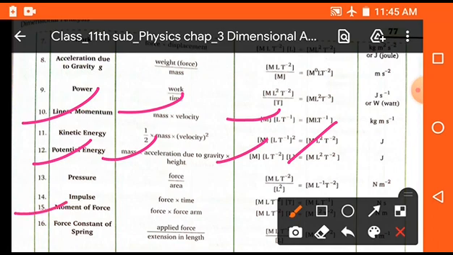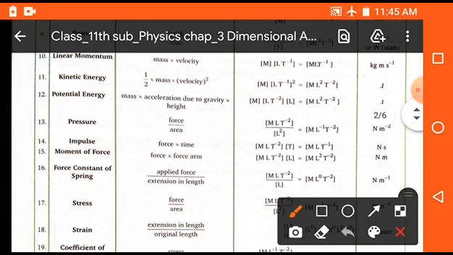Now moment of force. Moment of force is equal to force into distance r. So we can write here M L T minus 2, which is the dimension of force, and L, which is the dimension of length. So M L2 T minus 2. Students, there is an important point here: the dimensions of work, moment of force, and energy are all equal. So you have to learn that the dimensions of these three physical quantities are equal.